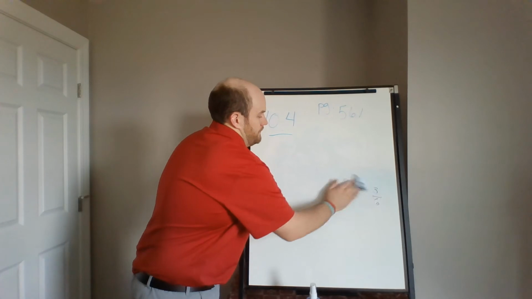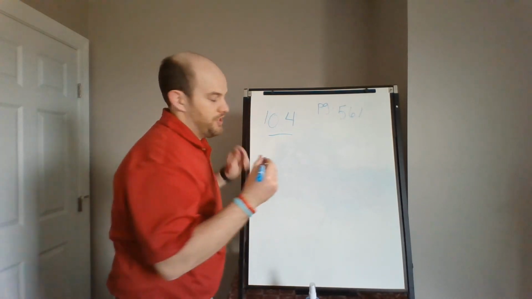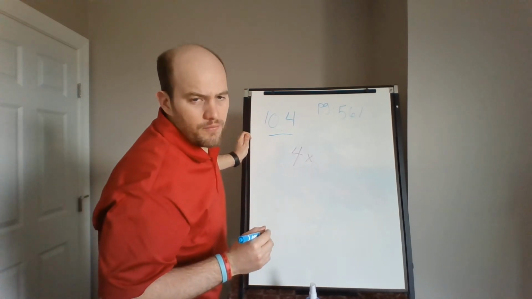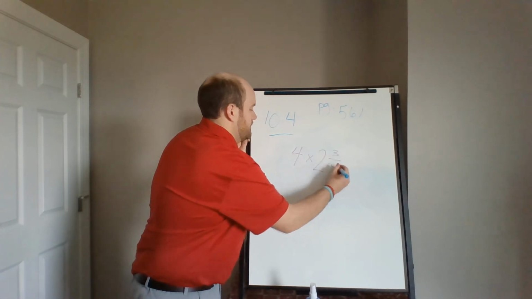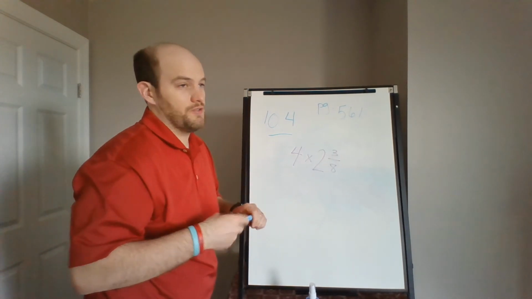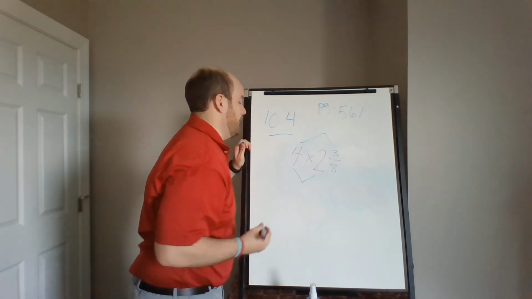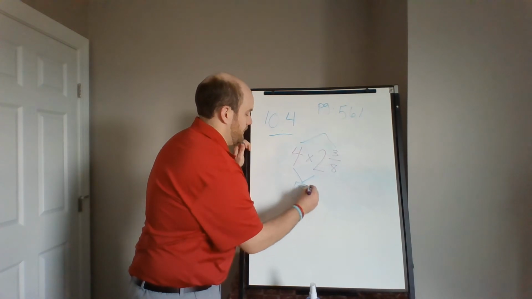Going on to number 8. Ooh, this one looks challenging, okay? I bet you we can do it, though. 4 times 2 and 3/8. Okay, I'm going to go back to the first way we solve them. Multiply the wholes, then multiply that. Okay, so 4 times 2 equals 8. Circle it. We're all set with it.